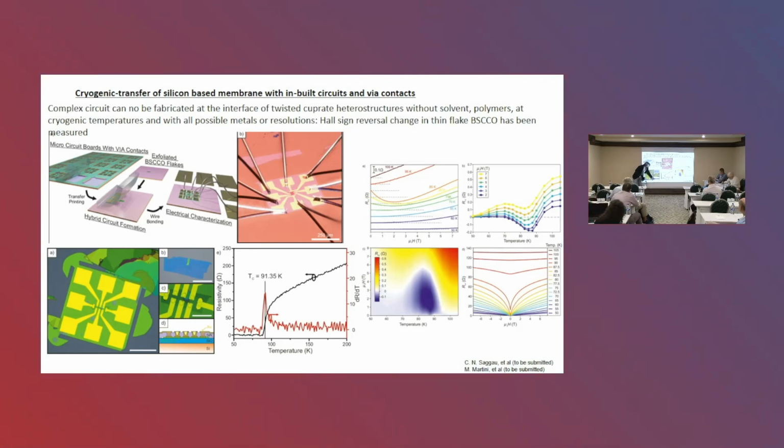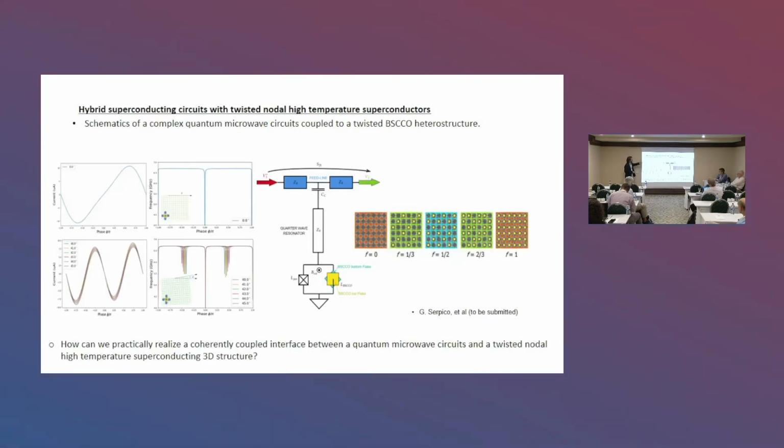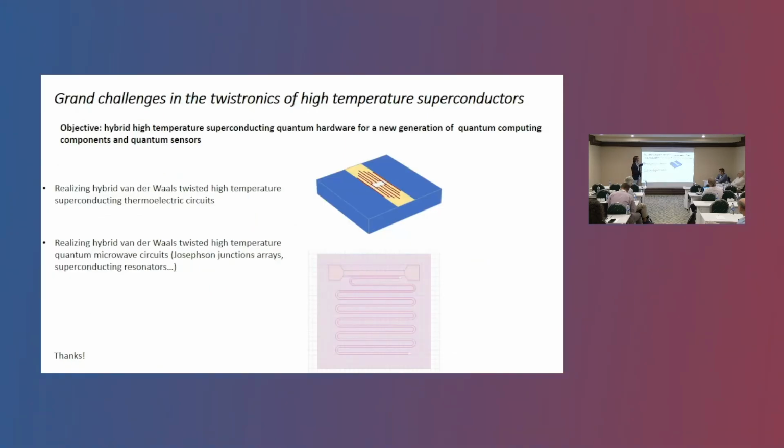We have these via contacts that perfectly touch the flake at minus 90 Kelvin, so we don't use any polymer, no solvent, no temperature, nothing, okay? And we can measure 91 Kelvin exactly like you expect in a bulk thin flake. And you can see the Hall anomaly, which I'm not going to discuss very much, by the sign reversal change, which is a typical feature of the cuprate structure. So this opens the possibility to go to hybrid superconducting circuits that Davide was speaking about before, and also for these very sensitive heterostructures. Okay, so this is just some schematics of what we have in mind, but basically with this I would like to thank you very much for your attention.